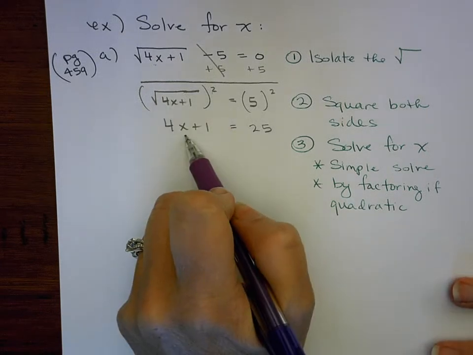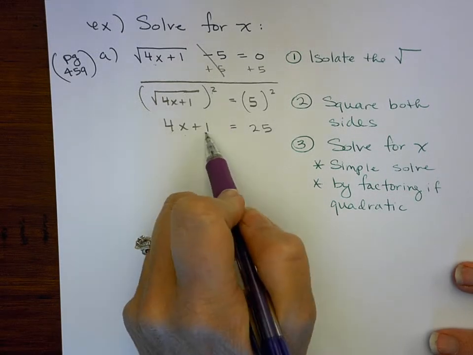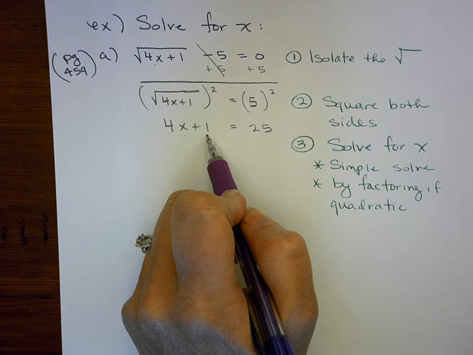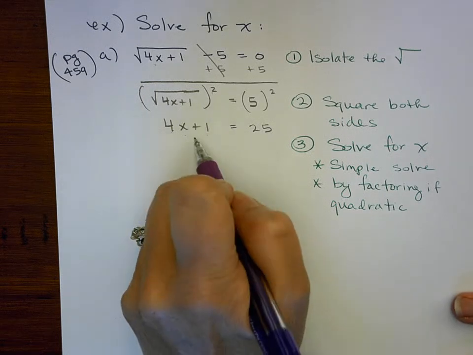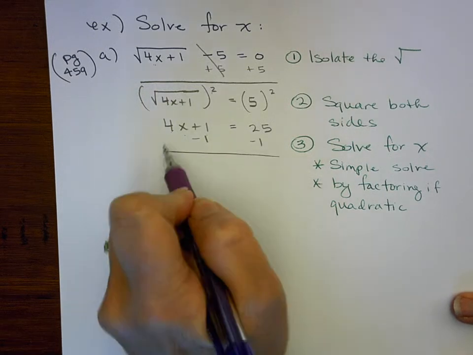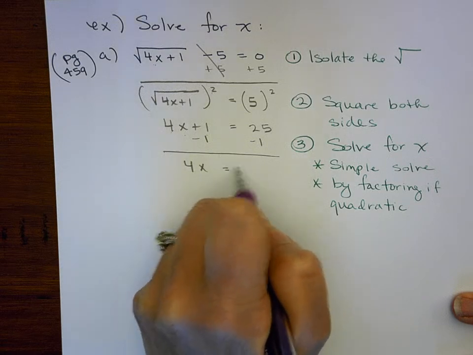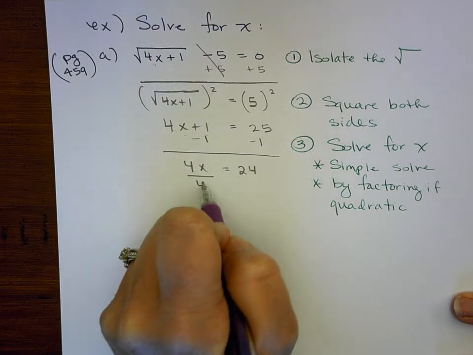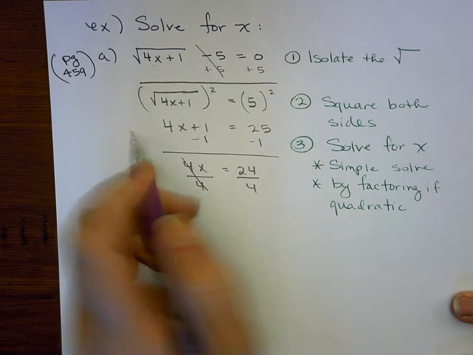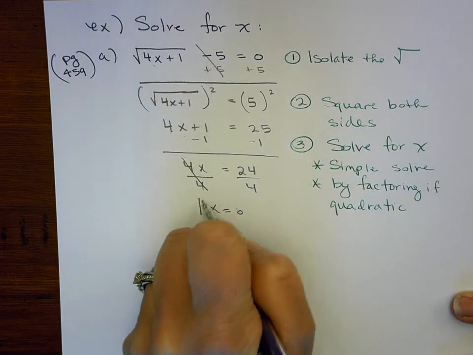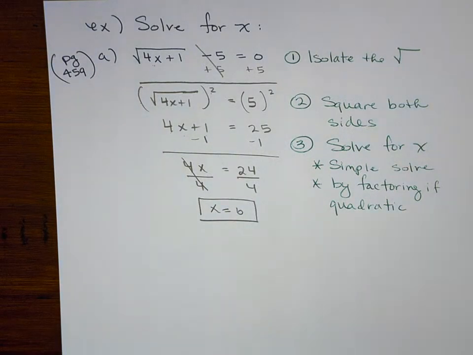So to isolate the x, I need to get rid of the 4 and get rid of the 1. And I want to do inverse order of operations, so that means I'm going to subtract 1 first. And then divide by 4. So then x equals 6. Okay? All right, and then let's do another one.